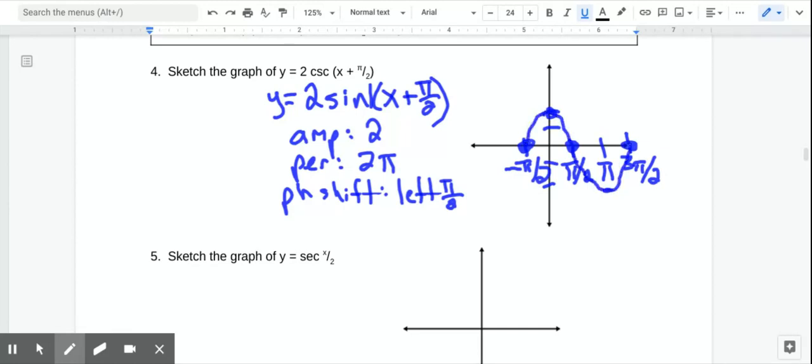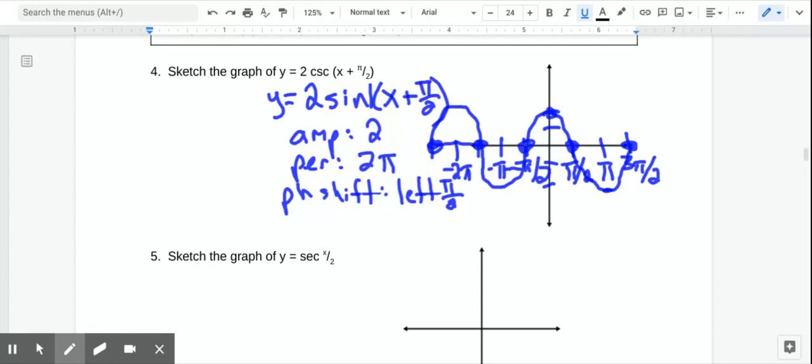And I'm going to go ahead and go the other direction with a 2. 1, 2, 3, 4. Okay, so here's negative pi, negative 2 pi. Okay, so that is the sine function.